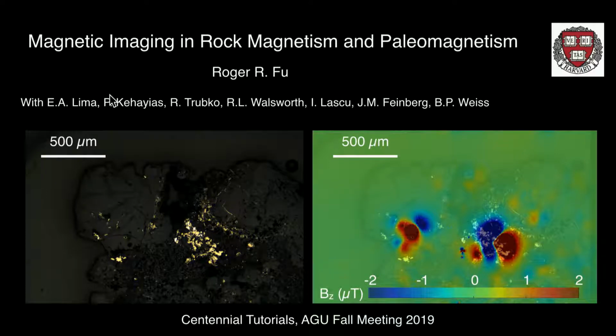So this is, I guess, a centennial tutorial talk about magnetic microscopy. I'm going to just try to give a general overview of different instruments and different processing protocols that we have for magnetic microscopy, give a couple examples, and try to tell you a little bit about how you can maybe use it in your own research. So hopefully this can give you some ideas.